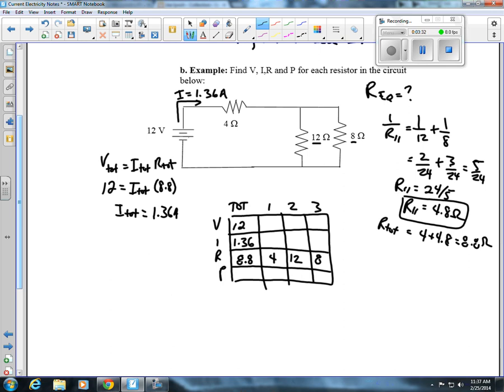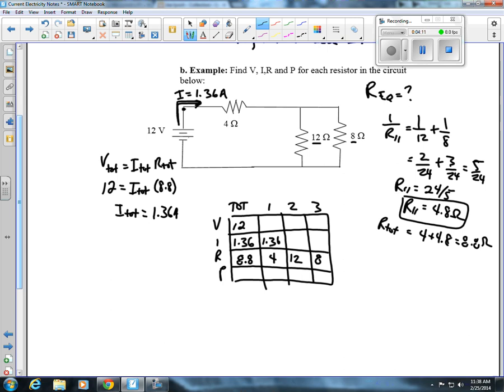Now, here's where it gets a little bit trickier because it's not series or parallel. In parallel, all of these are the same, but it's a combination, so I can't assume that. In series, all the I's are the same, but it's a combination, so that's not going to be true everywhere. But I have to start thinking about what's going to be happening. Well, this 1.36 amps of current that's coming out of the battery, the only place it has to go is through the 4 ohm resistor. So kind of by a junction rule, if I think of this point as a junction, I got 1.36 going in, 1.36 has to go out and go into that 4 ohm resistor. So now I know that this is 1.36.